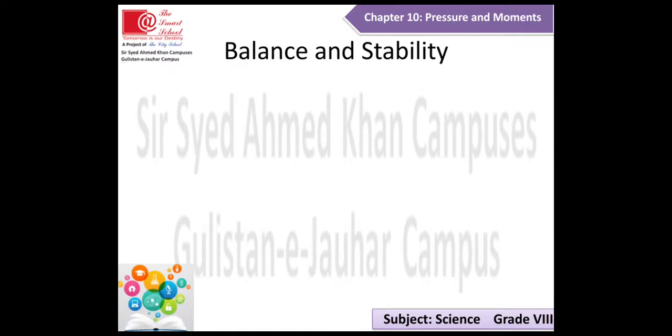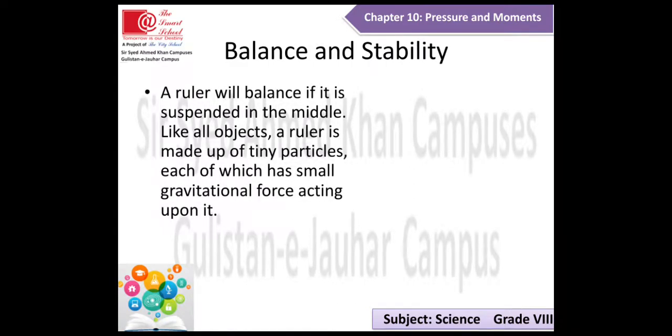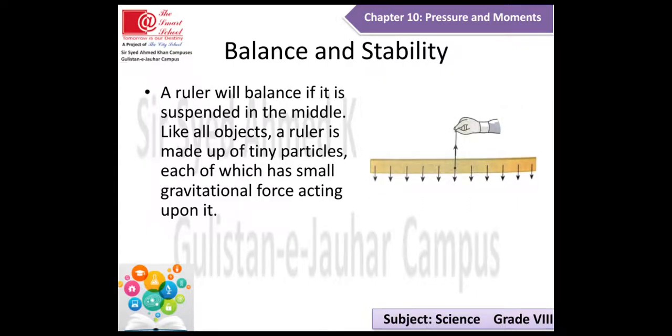Balance and stability. A ruler will balance if it is suspended in the middle. Like all objects, a ruler is made up of tiny particles, each of which has a small gravitational force acting upon it. In this case, the weight of the particles on one side of the midpoint is balanced by the weight of the particles on the other side. Together, the small gravitational forces act like a single force at the middle. This point is called the center of gravity. For simple, uniform objects such as a ruler, the center of gravity is in the middle.